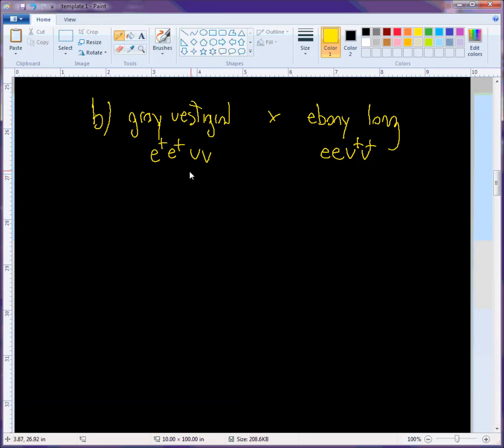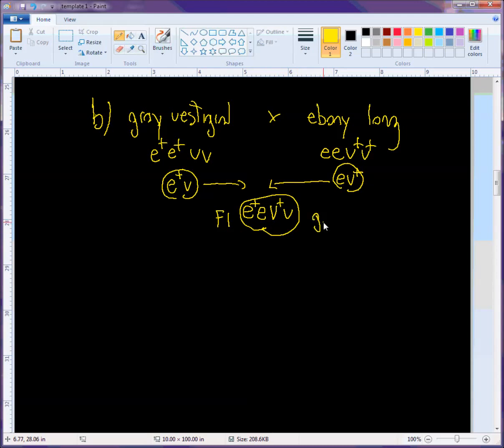If we cross these, we know these flies over here can only make 1 type of gamete. These flies over here can only make 1 type of gamete. So mix these flies together, fertilization happens, and we have F1 flies that have 1 wild type E allele and 1 wild type V allele. So all of the F1 flies have this genotype and phenotype, gray body and long wings. So okay, this is part B, just the first part.